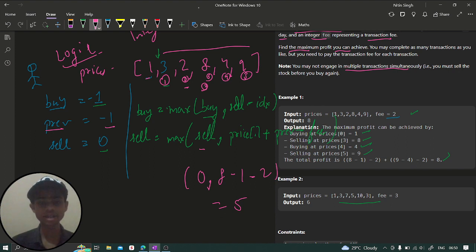Cool. So if it is greater than 0, right? So we are going to store this in our sell variable, right? So far we got one change, right? In our 3 variables, sell is 5. Previous is also minus 1. Buy is also minus 1. Now let's move to the next iteration.